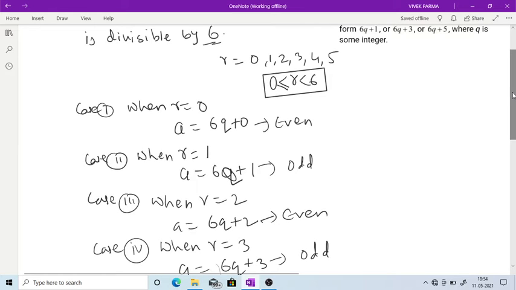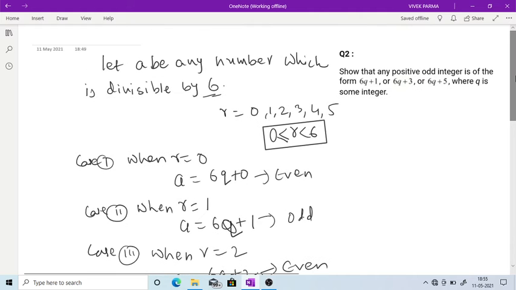Some expressions are here even, some are odd, some are even, some are odd, right? And in this way we prove here that the forms 6q plus 1, 6q plus 3 and 6q plus 5 are the positive odd integers, right? So next, move to the next question.